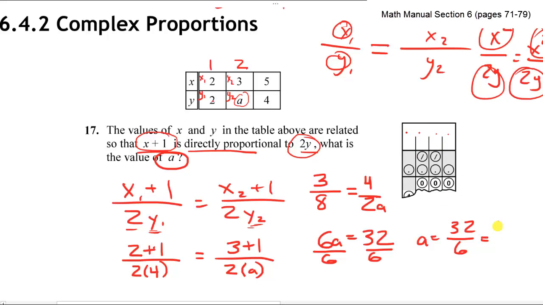I am going to go ahead and reduce this: 16 over 3. I could also grid this as a decimal. 16 divided by 3 equals 5.33. That would also be a valid answer. I'm going to go ahead and grid the reduced fraction, 16 thirds. And there's my answer. So that is it for section 6.